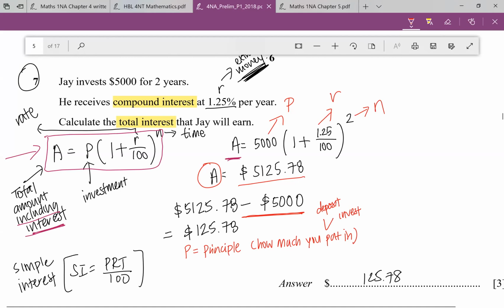Then R is the rate. Rate is always in percentage. So if I give you a 2% rate, that means you have to multiply the amount by 2%. Then N is the time, how long you put the money in for.